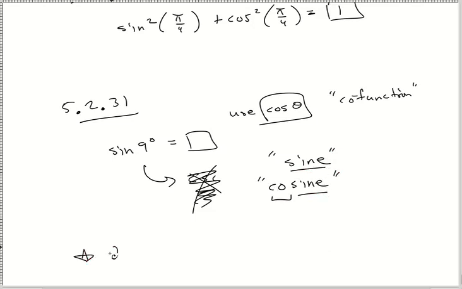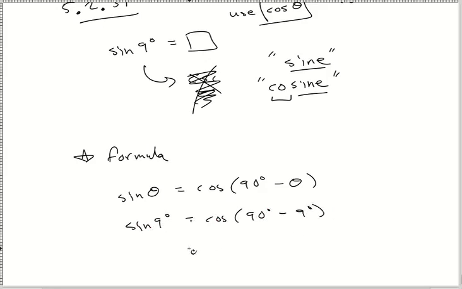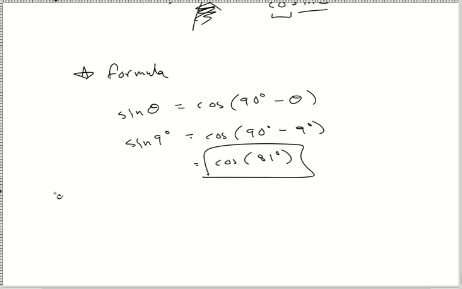There's a formula, and it's super easy. Sine of theta is equal to cosine of 90 minus theta. So I've got my sine of 9 degrees is equal to the cosine of 90 minus 9 degrees. That's the cosine of 81 degrees. And that is literally what you type into MyMathLab. COS81. I don't know if you have to do the degree symbol or not. Enter. And you're done. Let's do another one like this.